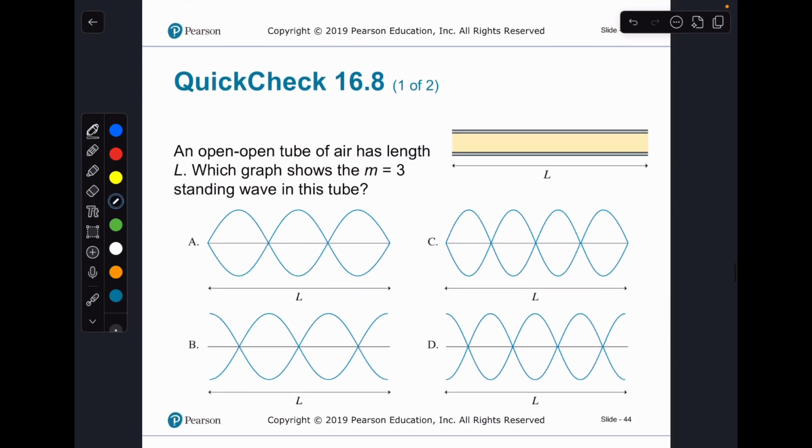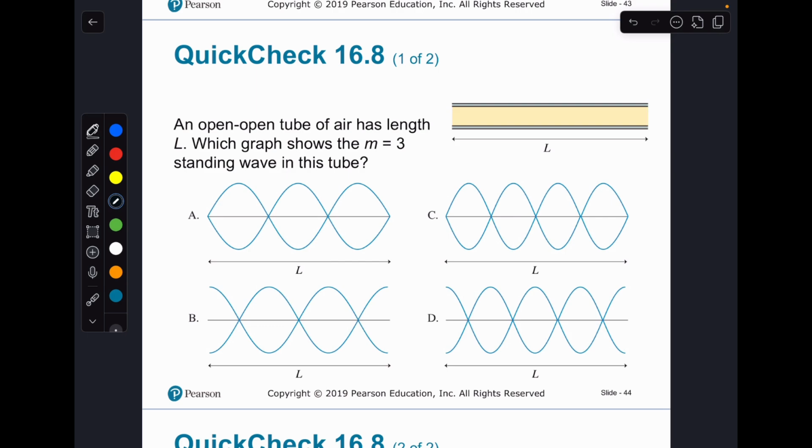Here's one. We have an open tube, and the length of the tube is L. Which graph would show the third standing wave, the third harmonic standing wave in this tube? So first of all, because it's open, we know that we're going to have nodes at each end. So we can immediately rule out B and D, okay? And mode number 3 is still going to be indicating the number of antinodes, just as it did for standing wave on a string. So 1, 2, 3, we're going to have 3 antinodes. So A would be the best choice, the only choice here.